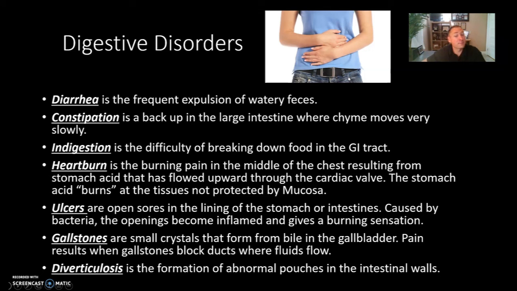Heartburn. Now, this is the burning pain in the middle of the chest resulting from stomach acid that has flowed upward through the cardiac valve. Okay, so the stomach acid burns the tissues not protected by the mucosa. And the reason they call it heartburn is because it goes through the cardiac valve near the heart. Burning sensation near the heart, heartburn.